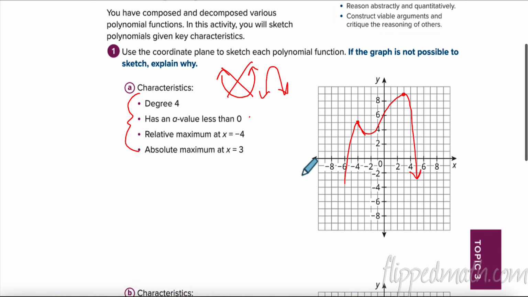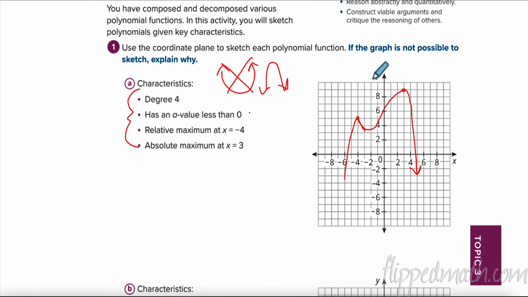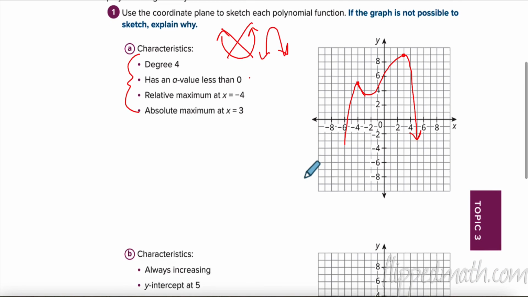Does yours have to look exactly like that? Absolutely not. This part matters. The fourth degree matters. That's it.